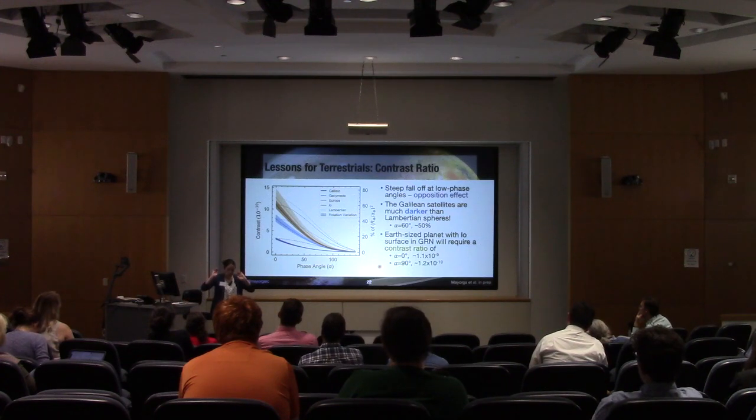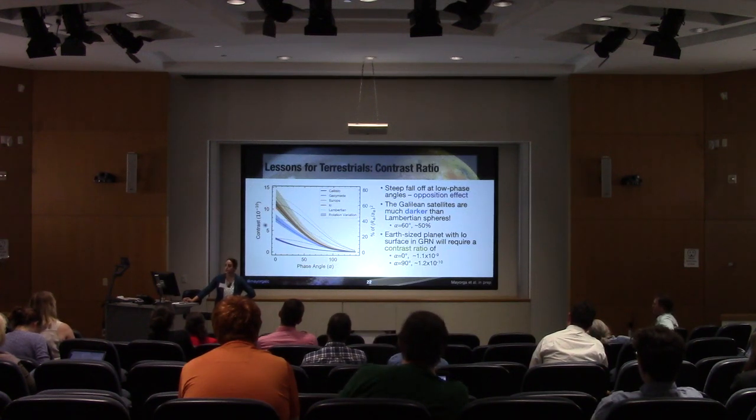Now, this is terrifying. You should all be terrified, right? Because LUVOIR was aiming for 10 to the minus 10, which is here, maybe. We're aiming for a few 10 to the minus 10. We're barely going to be able to detect these. These are really tough contrast ratios.